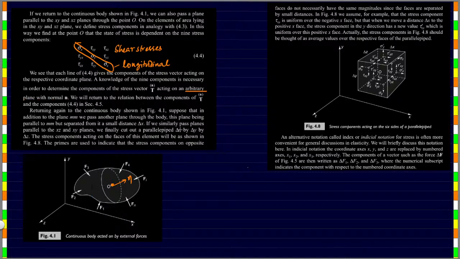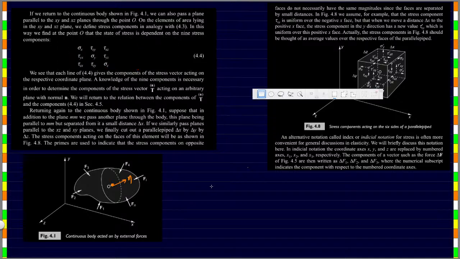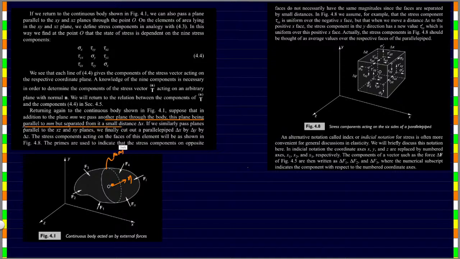So we will return to this relation between the components. Returning again to the continuous body shown in figure 4.1, suppose that in addition to the plane mm, this plane that we have, which is called mm, we pass another plane through the body. This plane is parallel to mm, but separated from it by a small distance, delta x. If we similarly pass planes parallel to the yz and xy planes, we finally cut out a parallelepiped, delta x by delta y by delta z.